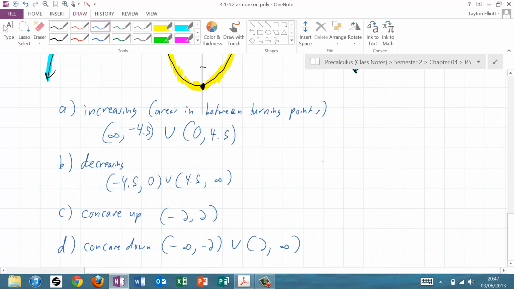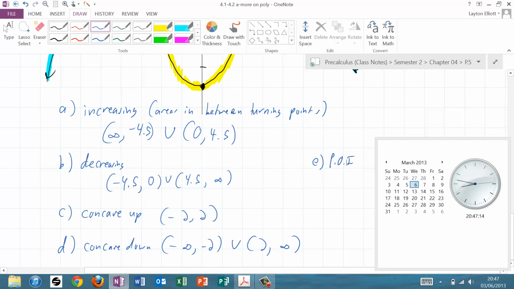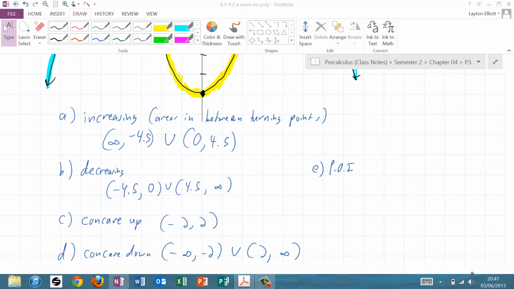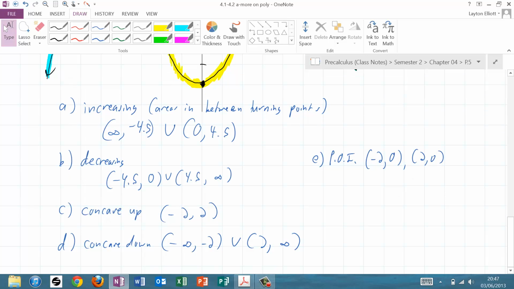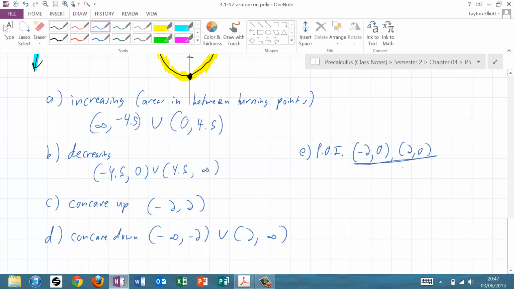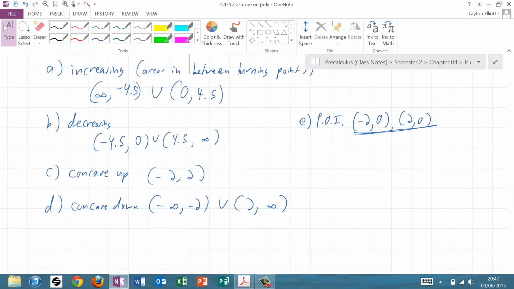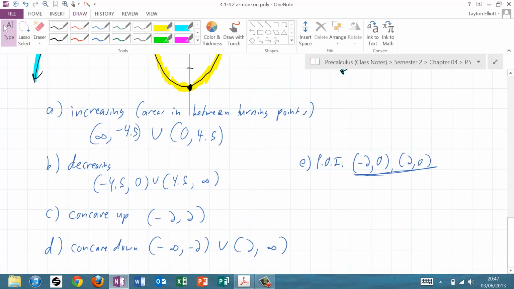Lastly, if I look at the graph and I've kind of identified points of inflection, there will only be 2 of them, and they are areas in between where we change from concave down to up or up to down. It'd be the ordered pairs negative 2, 0, and 2, 0. This can be confusing because these are actually ordered pairs. They're not intervals for interval notation. Okay, so that's a little bit of analysis of this.